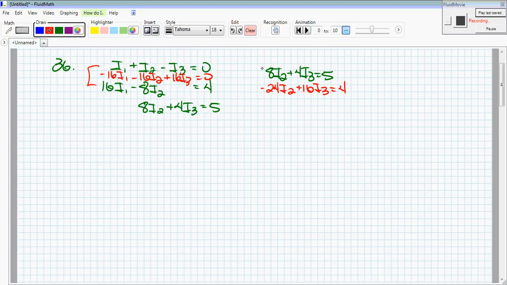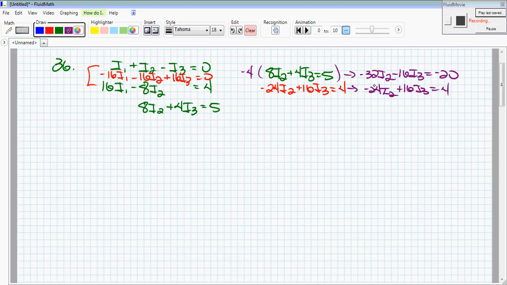Alright, so then what we're going to do, we'll multiply the top equation by negative 4. So what we get is a negative 32 I sub 2 minus 16 I sub 3 equals a negative 20. Here this stays I sub 2 plus 16 I sub 3 equals 4.